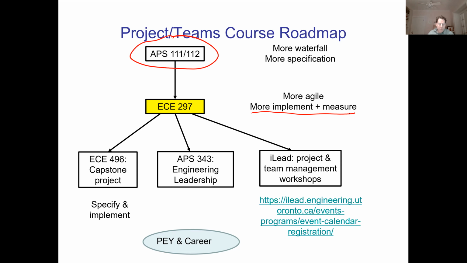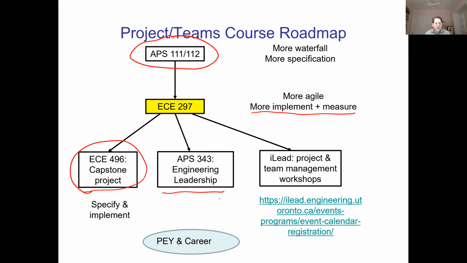Building on what you learned in this course will be your capstone project in fourth year. So you'll do that in a team of typically 3 students. So there the project is more open-ended. You choose a project, you specify what you're going to do, and you implement it. So a lot more freedom there.